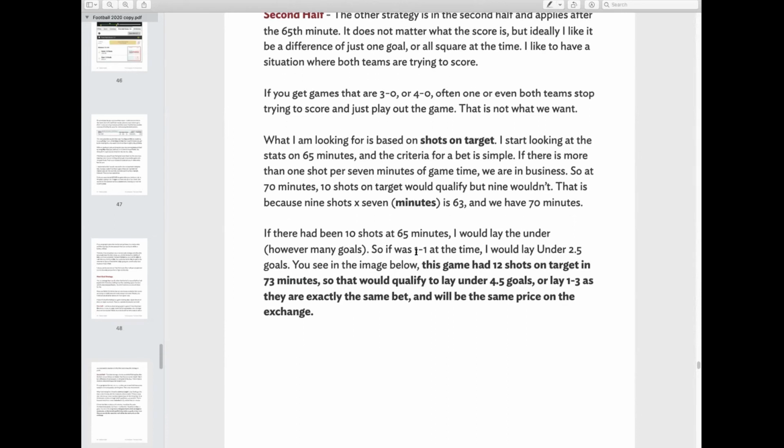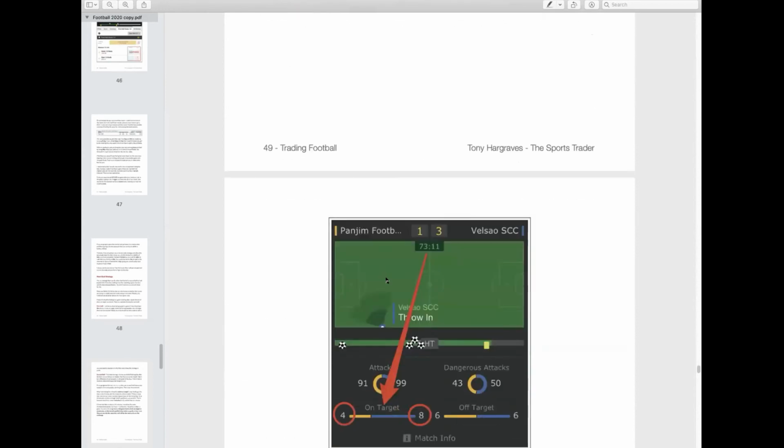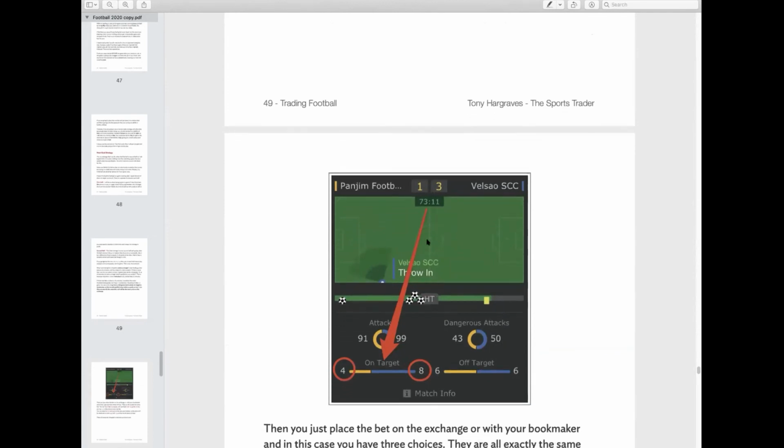Okay, so if there's been 10 shots at 65, I'd lay the under, say it's 1-1, I'd lay under 2.5. So you can see in this image below, this game had 12 shots on target in 73 minutes. So that would qualify to lay under 4.5, or you could lay 1-3, as they're exactly the same bet. So this is what I'm looking for on Bet365 on target. Add these 2 up and times it by 7. So 12 sevens are 84. You've only got 73 minutes. You can have another bet on there being a goal in this game.